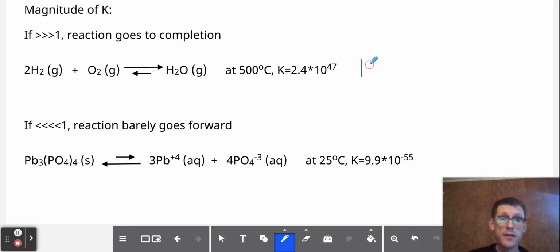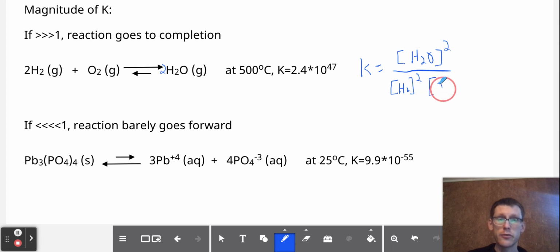That is because K is equal to the concentration of H2O, and I realize this is not balanced, it should be 2H2O. So the concentration of H2O, and I'm going to square that, and I'm going to divide this by the concentration of the reactants. So I've got H2, and because it's 2H2 in the equation, I'm going to square it, times the concentration of O2, which is only to the first power because there's only one O2 as the coefficient here.